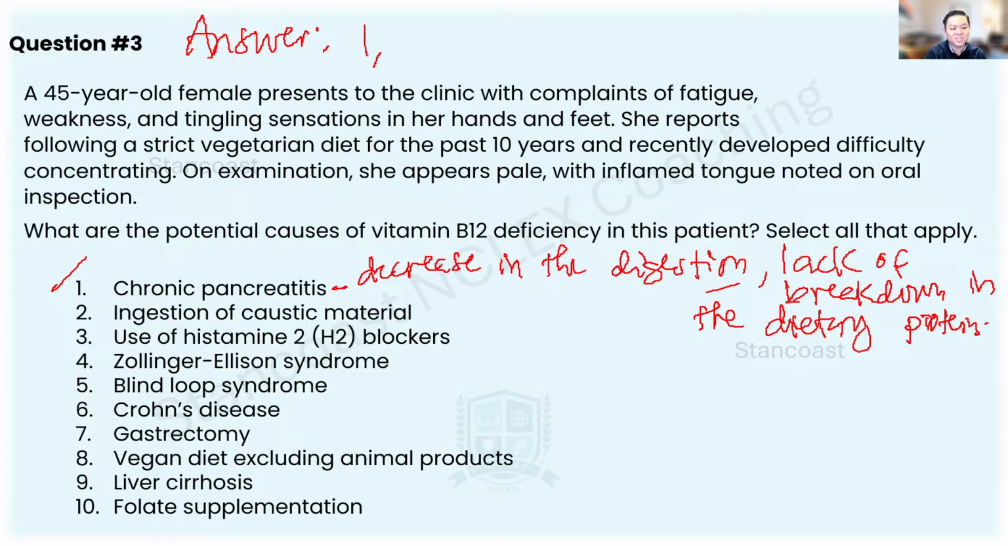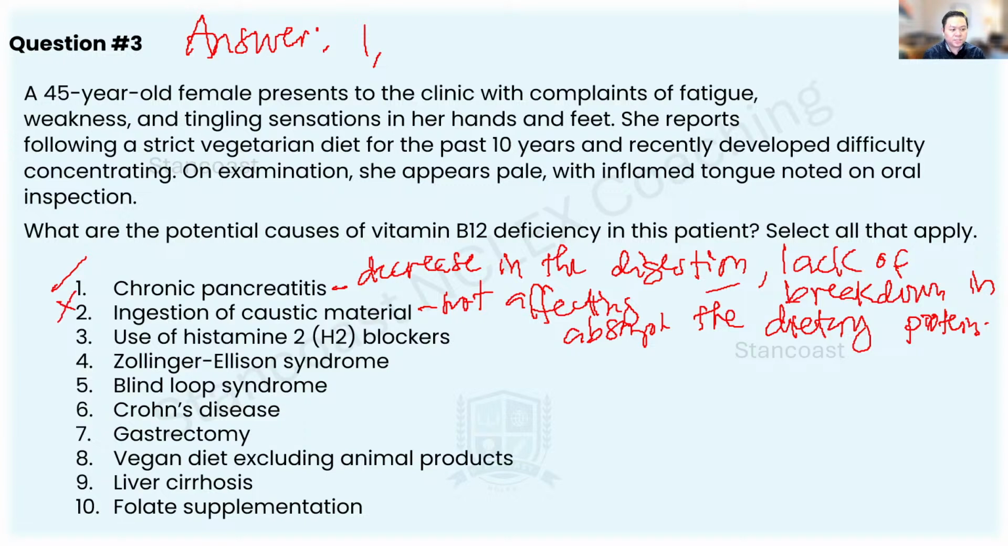What about number 2? Ingestion of the caustic material. So what is this? It can lead to damage to the gastric mucosa. It can possibly lead to atrophy of the mucosa. It can also affect the structural integrity, but it does not cause vitamin B12 absorption problems. Not affecting absorption, so we're going to get rid of that.